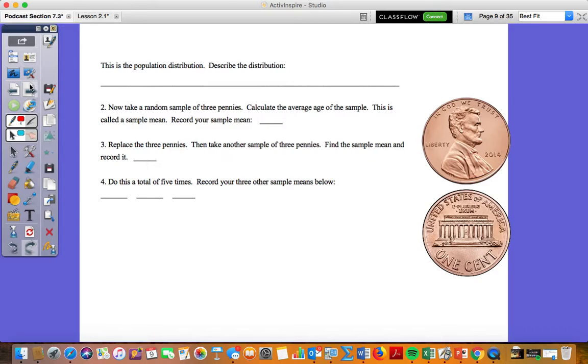It says take a sample of 3. Here, this one's yours. Where do you see that? Number 3. It says replace the 3 pennies, then take another sample of 3 pennies. You know how to read. Hey, do this though. When you take your sample, replace it, and then do it again. Does that make sense? So don't just take 15. Make sure you replace it.